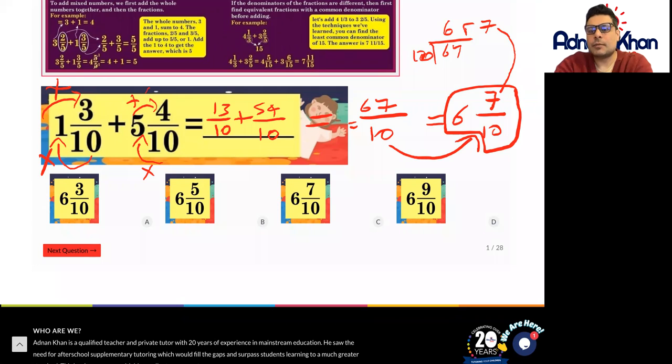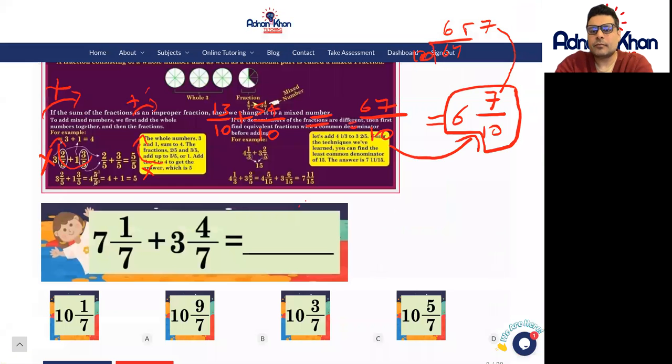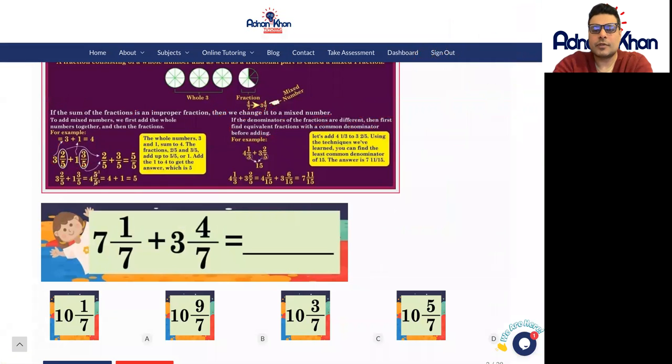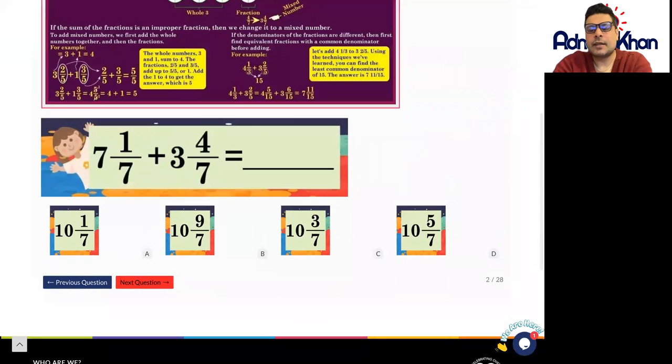So let's go for option number C in this case, 6 7 over 10. And let's move on to the next question. Let's do this one together as well, just to help you out. Exactly the same thing that we're going to do as we did last time.